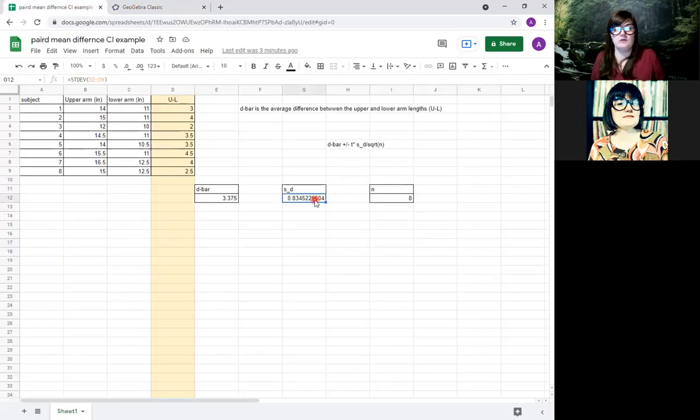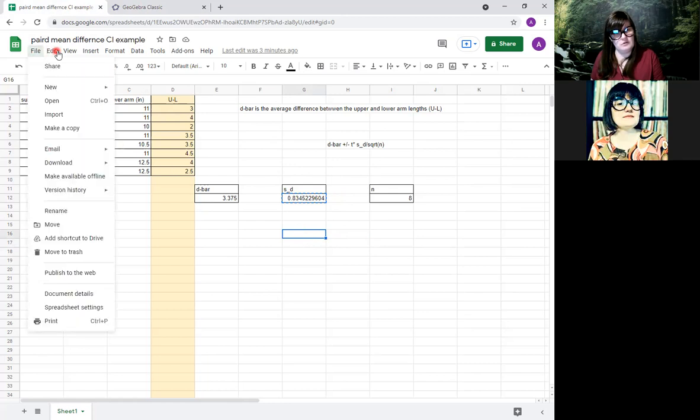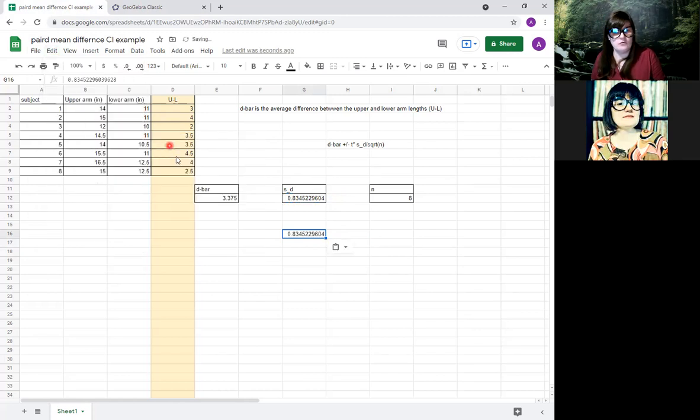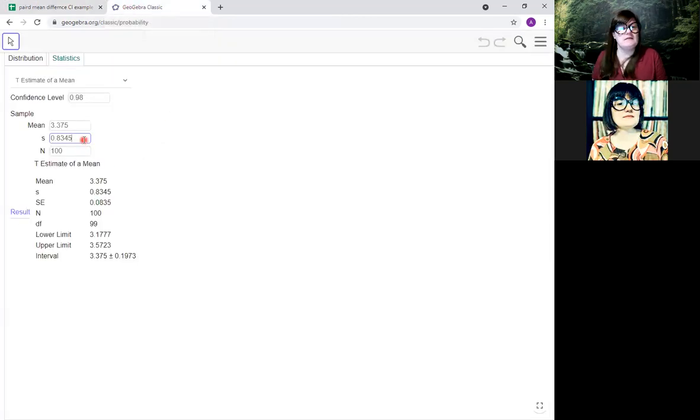I do want to note, you can copy, and then go edit, paste special, and paste value only. Now that it's just the value, up here it's a formula, you can copy, and I just went Control C, and let's see if it'll work. Control V, yeah, and it let me paste the whole thing in there. That's always a cool thing that you can do, and it did cut it off at 5, which is what I thought it might do.